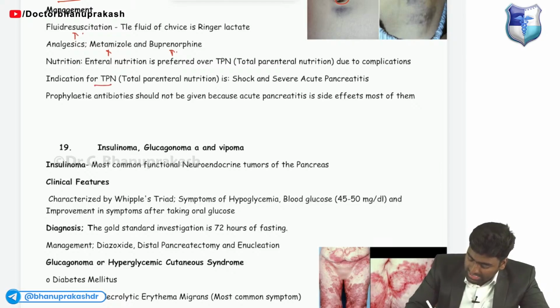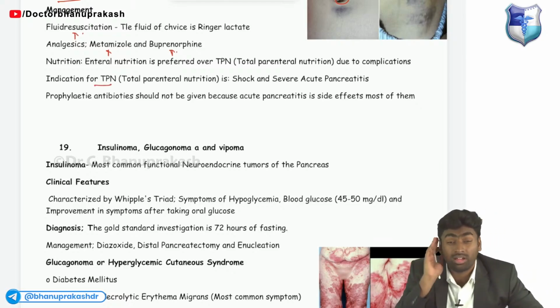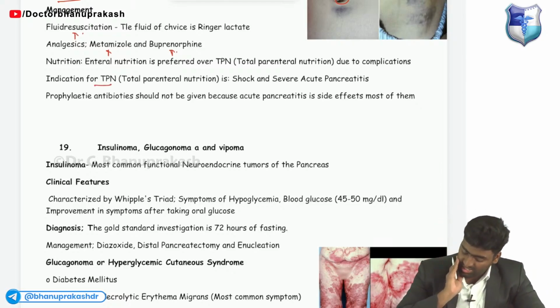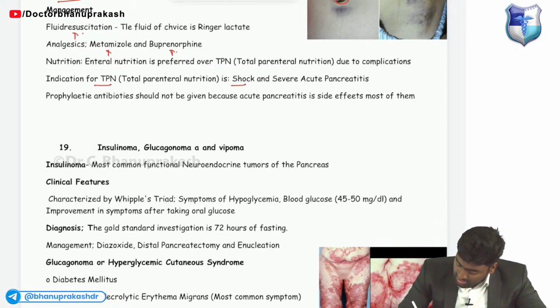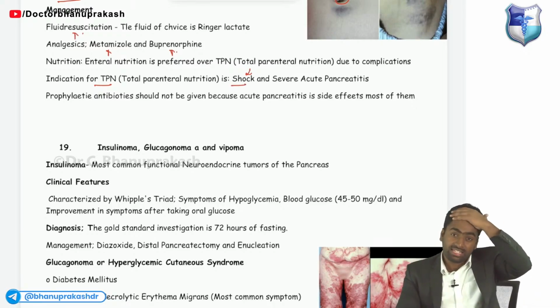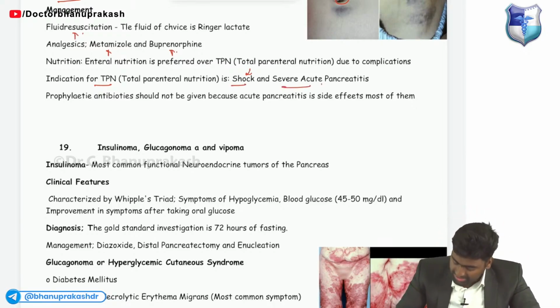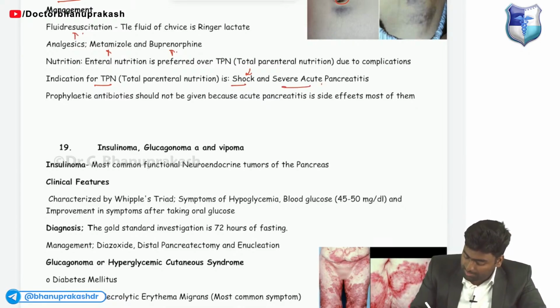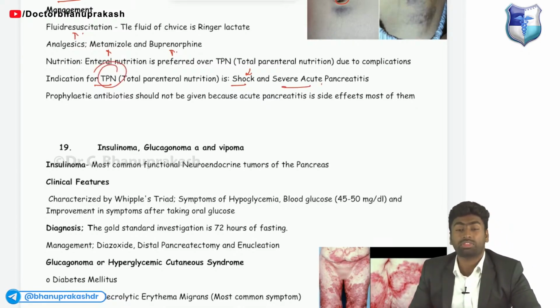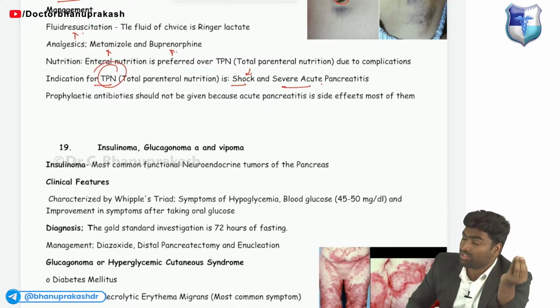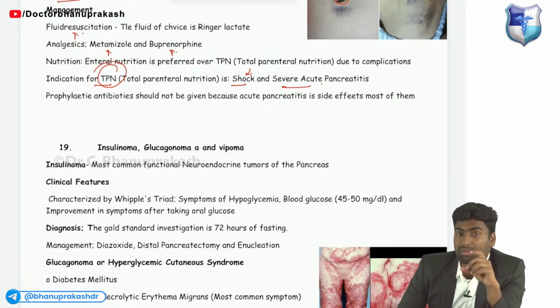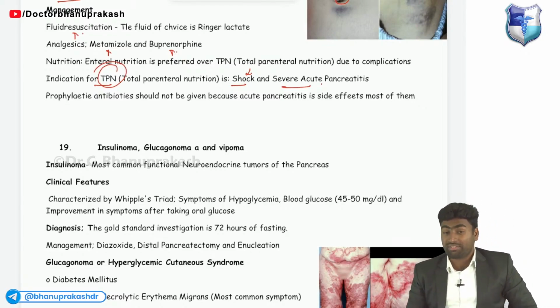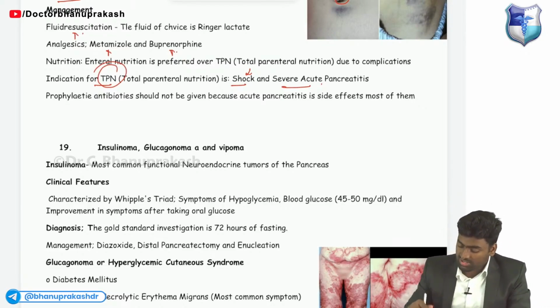Fine. And what are the indications of TPN in a case of pancreatitis? You need to give TPN in a case of shock or in a case of any severe pancreatitis. In a case of severe pancreatitis or shock, you need to give this TPN, because in shock also the patient cannot eat, and in severe pancreatitis, if he drinks even a sip of water, he will start having this pain. Okay, just remember these things.